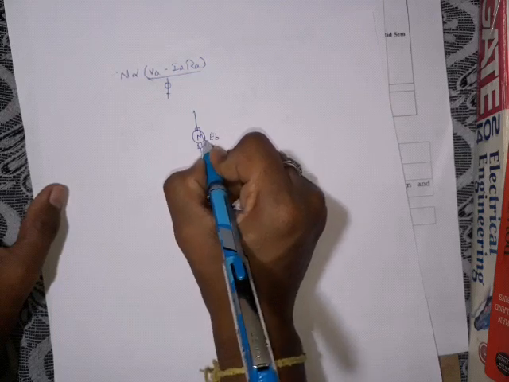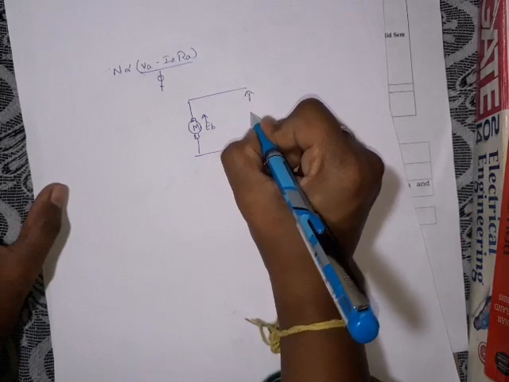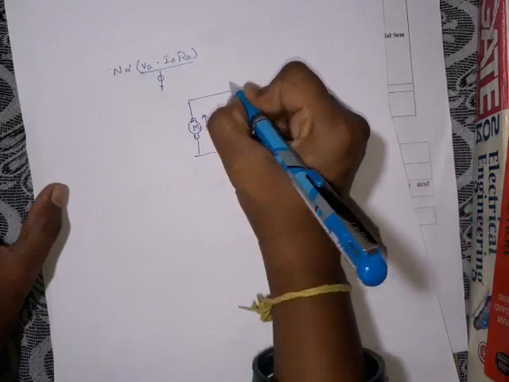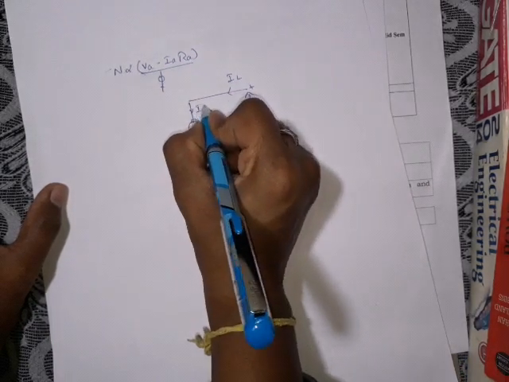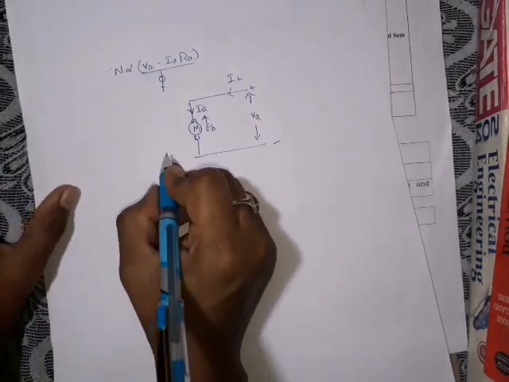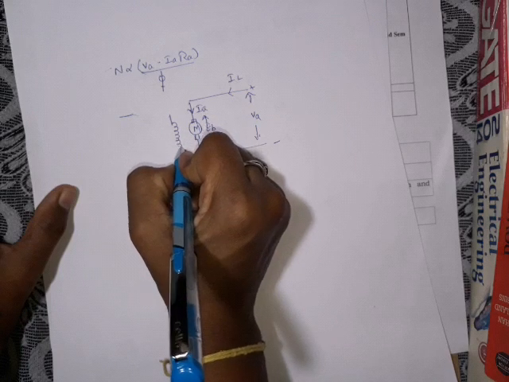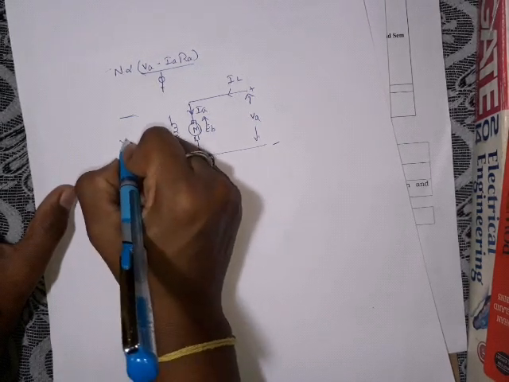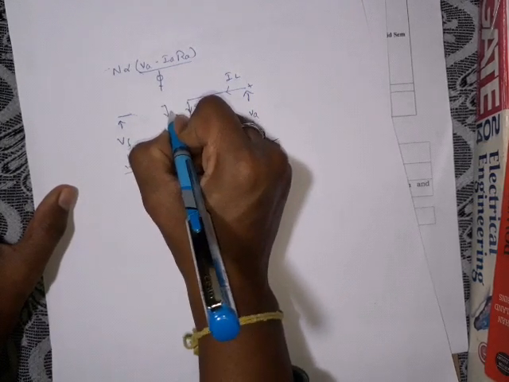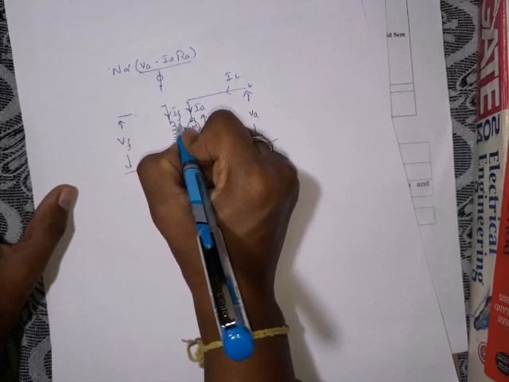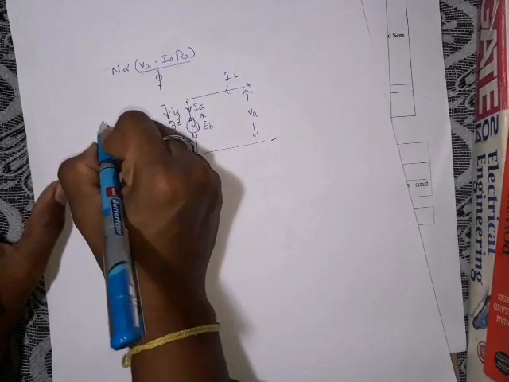Motor EB opposes the supply. So here we have the supply, that is VA, plus minus, IL, IA. So here we have field windings. Here we have the supply VF. Here current IF flows. This is plus minus.